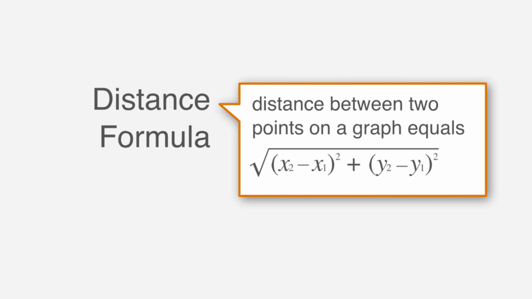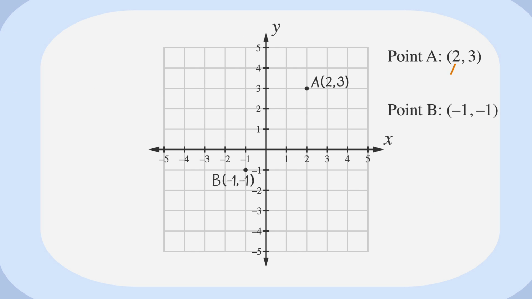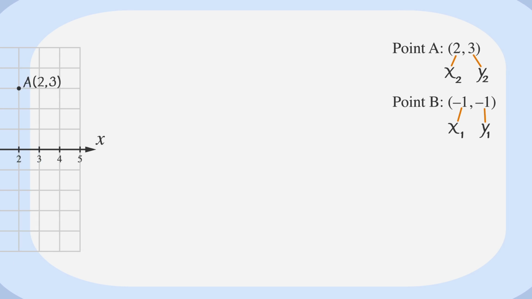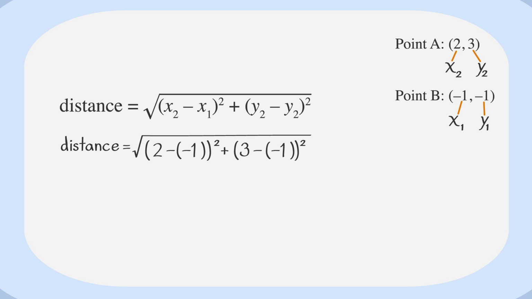Let's plug in our numbers for this graph. Label point A, (2, 3), as x2, y2, and point B, (-1, -1), as x1, y1. Plugging those into our equation, we get that the distance between points A and B is equal to the square root of the quantity 2 minus -1 squared plus the quantity 3 minus -1 squared.